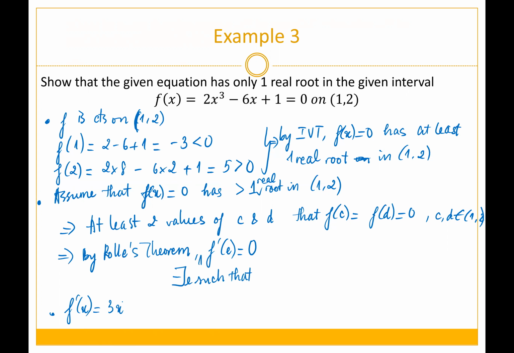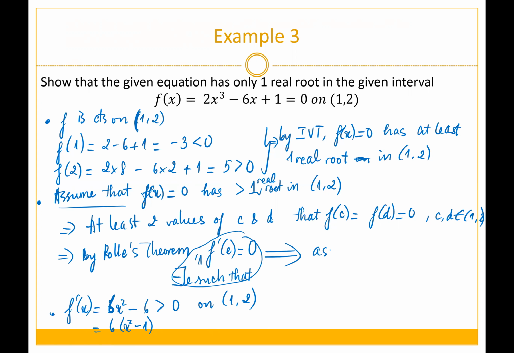Is equal to 3x squared minus 6. Oh, 6x squared minus 6. It's always going to be bigger than 0 on 1 to 2. Why? If you take the 6 out, it's going to be x squared minus 1, and x squared minus 1 is always positive from 1 to 2. Therefore, this part will never happen, and so this assumption is also wrong.